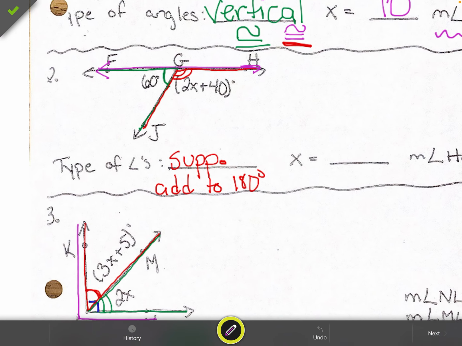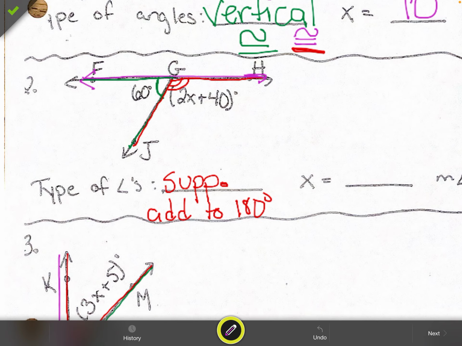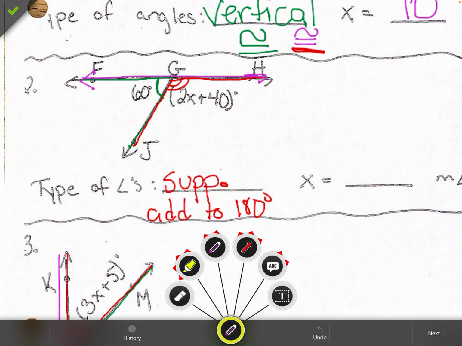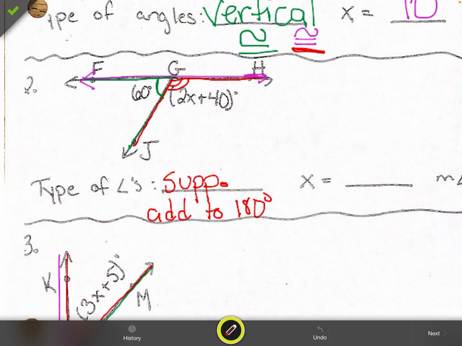All right, let's look at number 2. Number 2 we decided was supplementary. They're next to each other. They make that straight angle, straight line. So that means they add to 180. So again, it does not matter which one you start with.